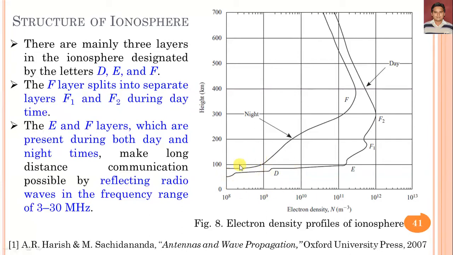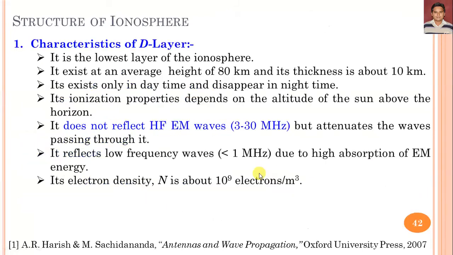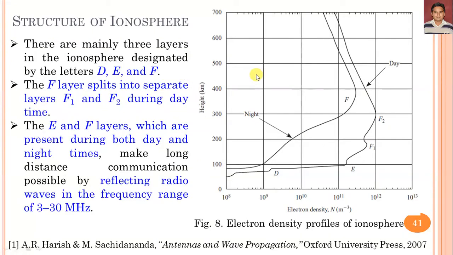This layer is not useful for high frequency communication. This layer reflects very low frequency and low frequency waves and absorbs medium frequency and high frequency to some extent. It is also observed from the figure that the electron density of the D layer is about 10 to the power 9 electrons per meter cube. So this we have analyzed from figure 8.